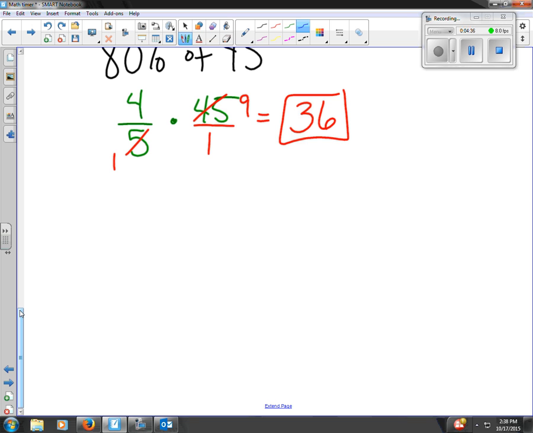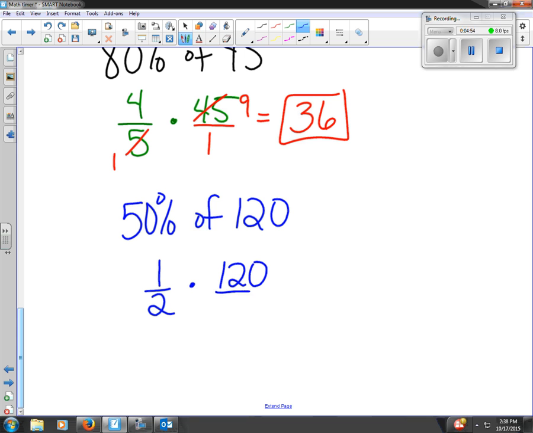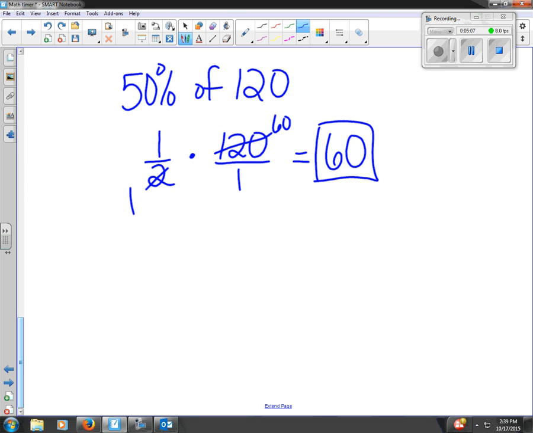Let's try 50%. This might seem like a silly one. 50% of 120. Yeah, it is a silly one. 50% is 1/2. You ate 50% of the pizza. That means you ate 1/2 of your pizza. So half of 120, put it over 1, cancel things out. So you get 60. 50% of 120 is 60. All this is just mental stuff.